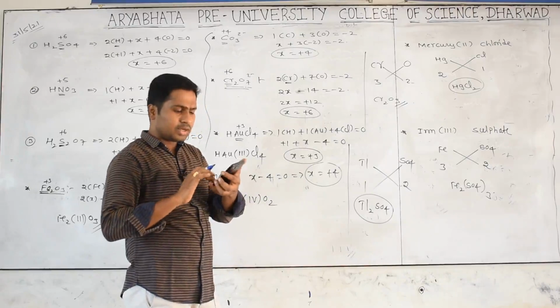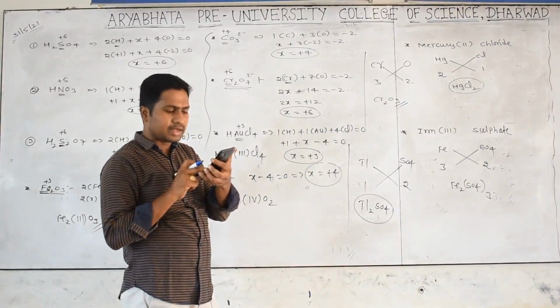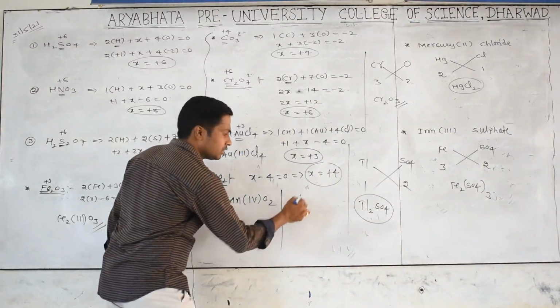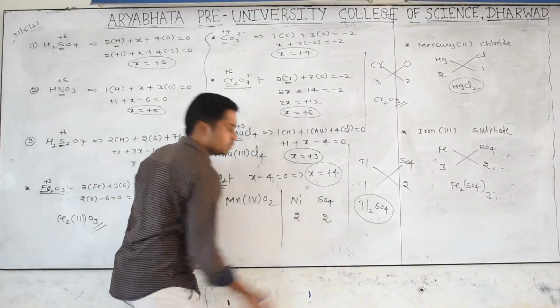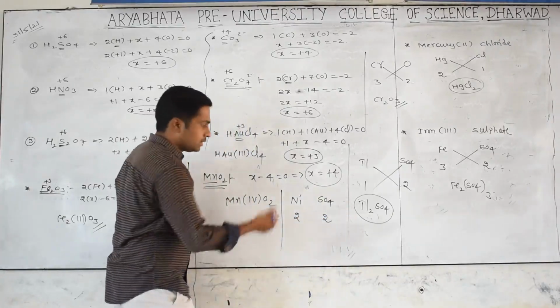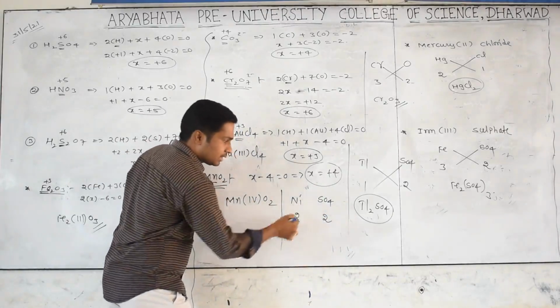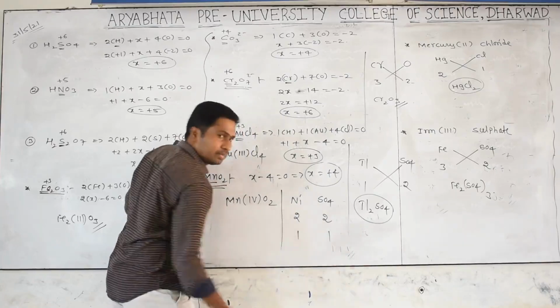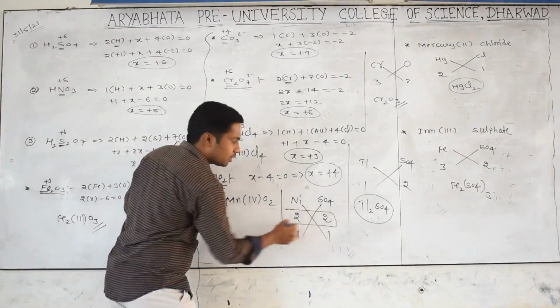Yes, like this we have so many species. We can see nickel(II) sulfate: nickel oxidation number 2, sulfate charge also 2. Then what are we getting? Yes, write down, take the common factor, delete it. We are getting 1 and 1, then do cross. If a common factor is there, we have to delete the common factor.